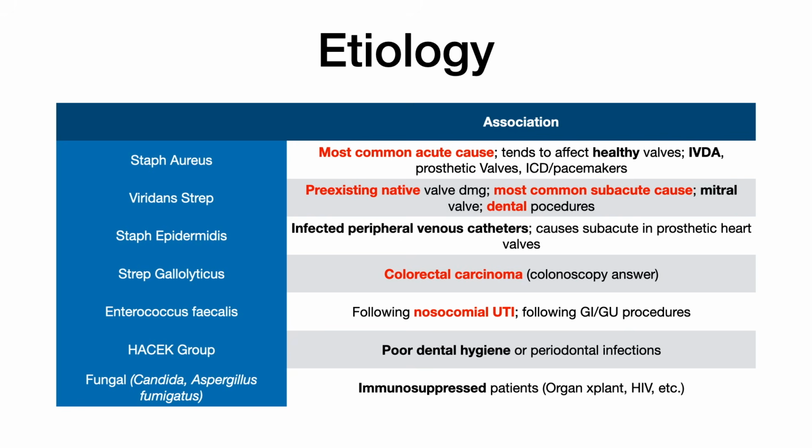That is correct, but in general, the HACEK group is going to suggest that you're dealing with a patient that has poor dental hygiene or a periodontal infection in general. It does not necessarily mean that they had a recent dental procedure, which was complicated by infection with viridans strep. So I know that can be a point of confusion, but just keep those separate in your brain.